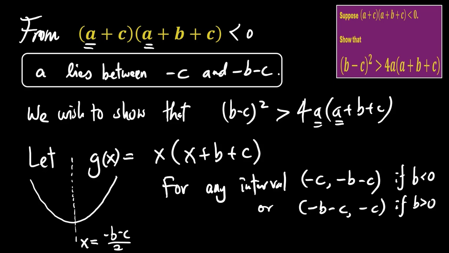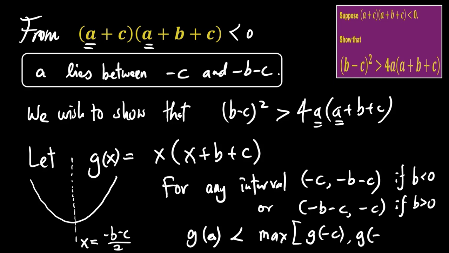For any of these intervals, we know that g(a) must be less than the maximum of g(−c) and g(−b − c). So this means that for any interval, the maximum will always be at the endpoints. If a is in any interval, the value of g at a must be less than the value of the endpoints.